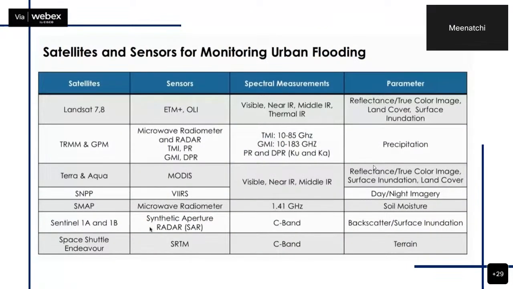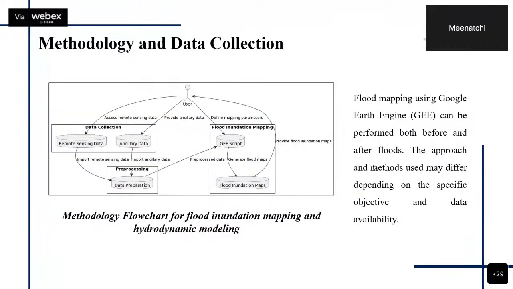And these are the satellites and sensors which are available, and currently in this I have used Landsat 7 and 8 and the digital elevation model of the SRTM dataset. This is the methodology in the data collection. So here you can see the Google Earth Engine-based flood inundation mapping. It can be performed both before and after floods.